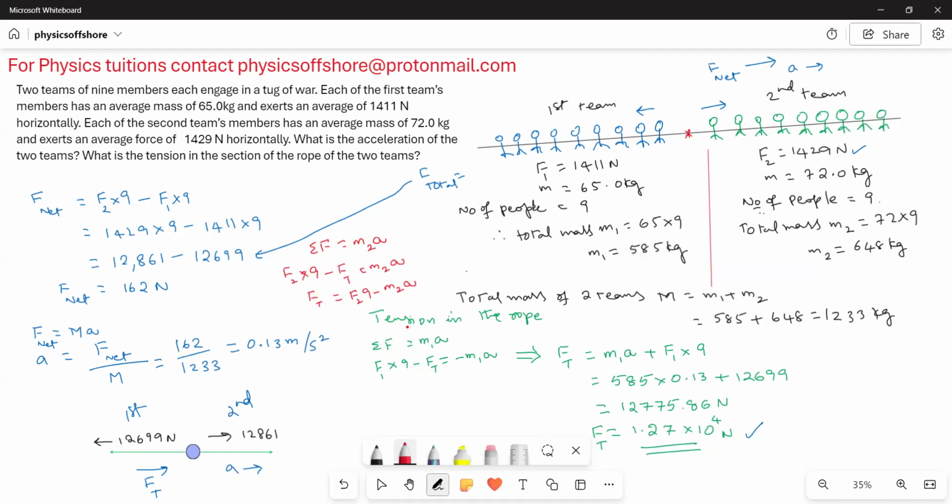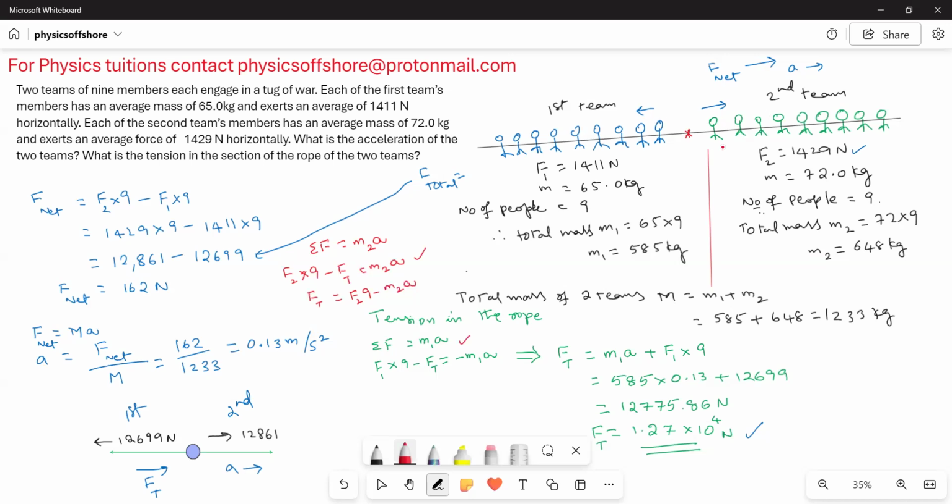The reason I am saying this is that the tension is the same in the rope. You can solve the equation for the tension either by taking this equation or that equation. Both will give the same answer. Understood? This is mainly based on Newton's laws. The same amount of tension is acting in the rope, and the acceleration is also the same. The only thing is that the direction of the acceleration is different.